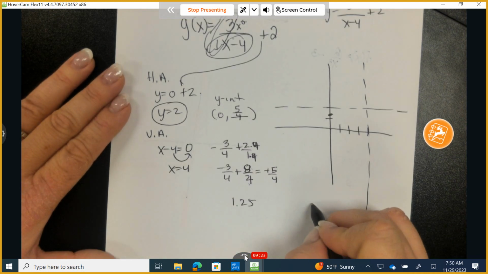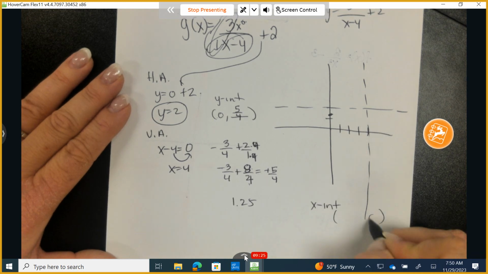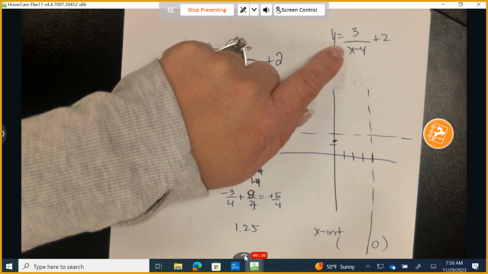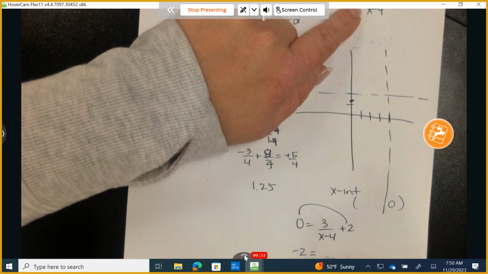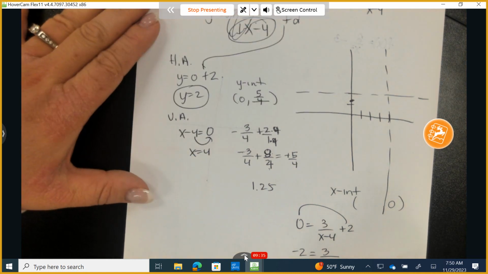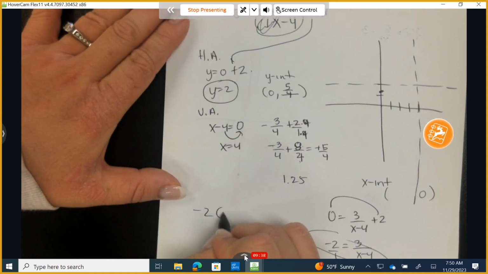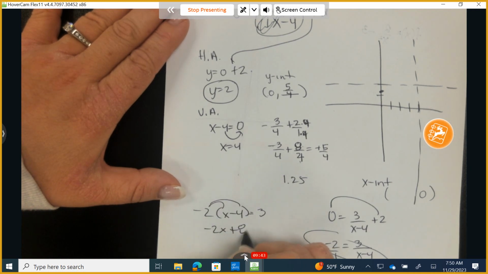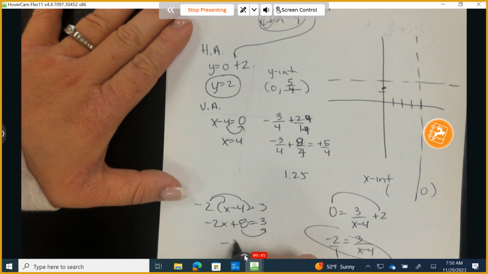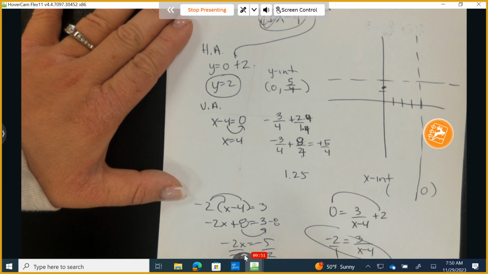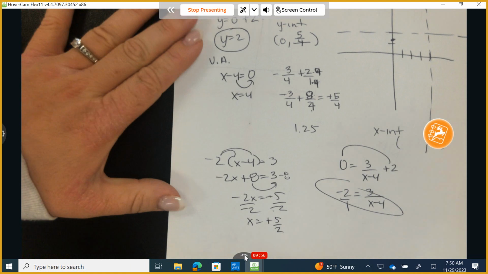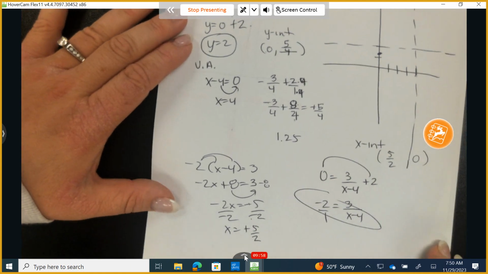Now, let's find what the x-intercept is. So for the x-intercept, I need y to equal 0. So I'm going to come up here, I'm going to make y equal to 0. And I'm going to start by subtracting 2 to the opposite side. I'm going to cross multiply. I'm going to distribute to get negative 2x plus 8 equals 3. I'm going to subtract 8 to the opposite side. Well, 3 minus 8 is negative 5. Divide by negative 2, and two negatives make a positive, and I have 5 over 2. Well, 5 over 2 is the same as 2.5.